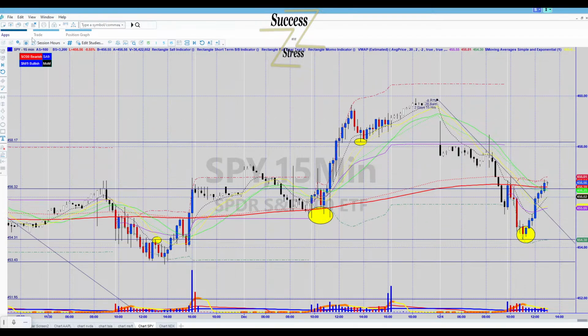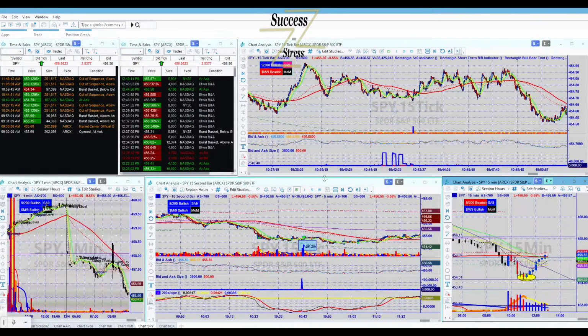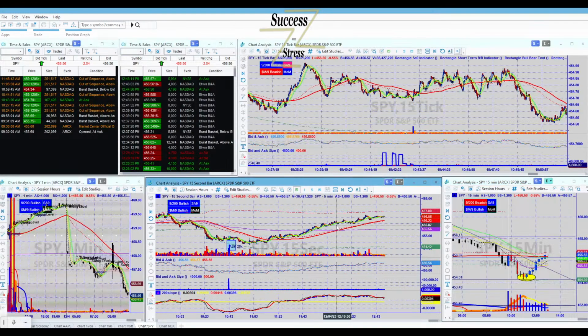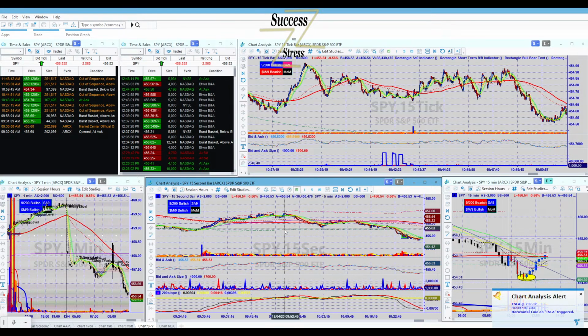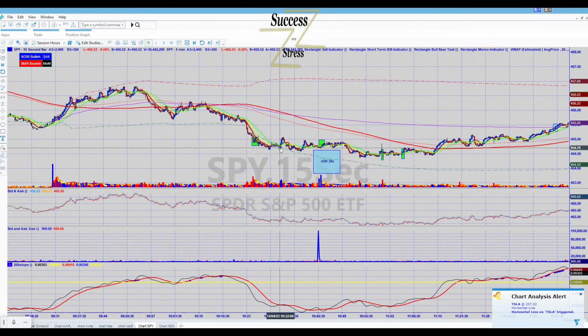Whether or not you call this a pullback or what, it definitely changed here. Everything changed. So again, I'm not a professional. I'm not a serious money maker, but what I'm doing right now is just doing a lot of studying, observing trends, seeing what makes the market do what when. And like I said, you see that on the 15-second time frame.